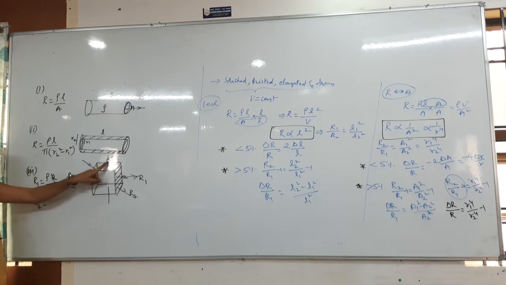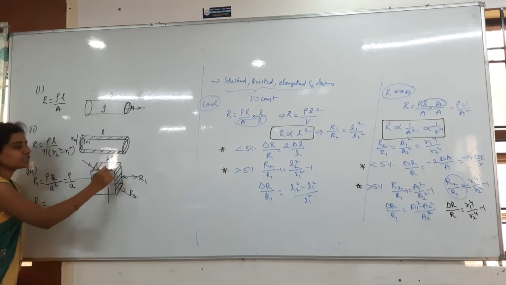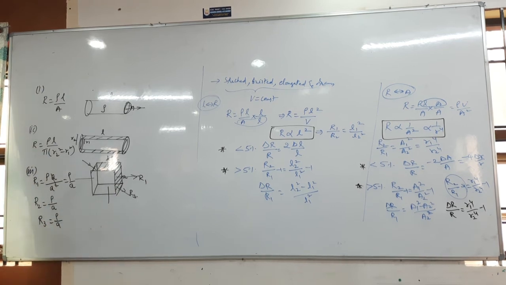It is covering how much length here? A length, and then coming out of which area here? A square area only. So that again is rho by A only. Then R3 also the same only, rho by A. R3 is coming as front to back.